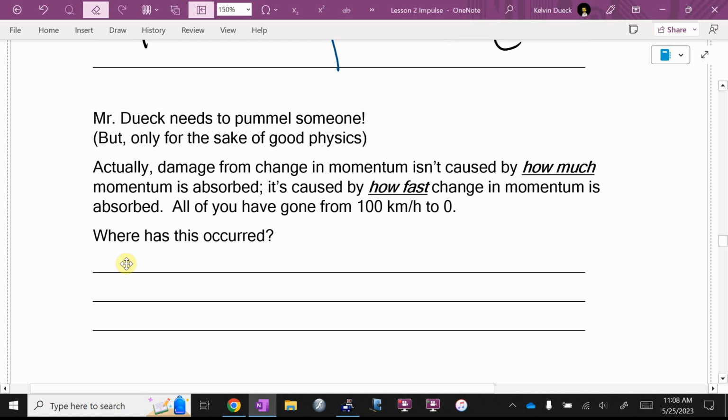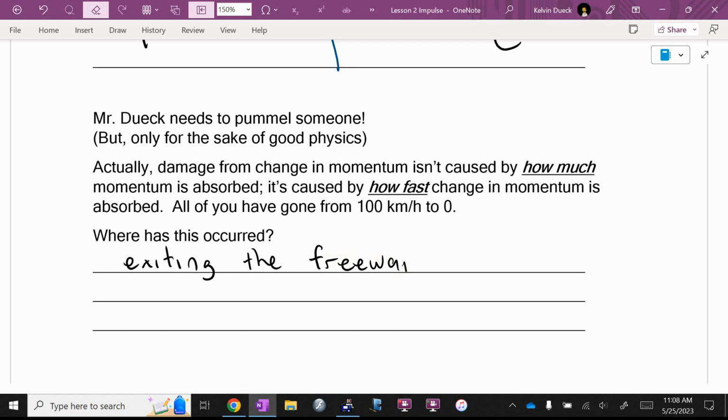Okay? So, where has this occurred? Exiting a freeway.